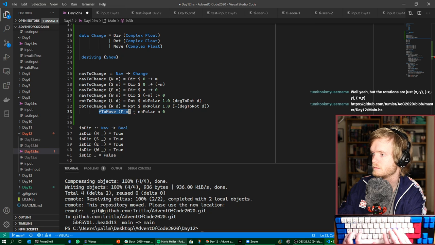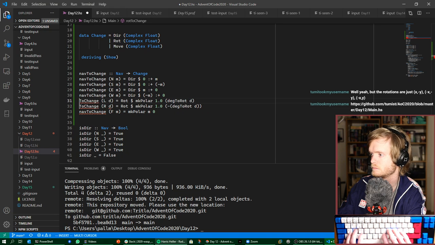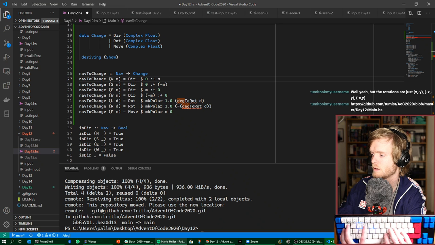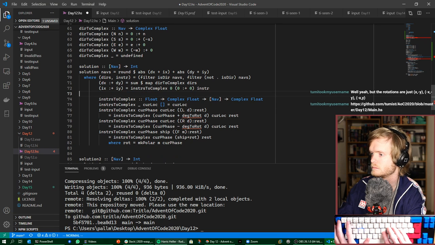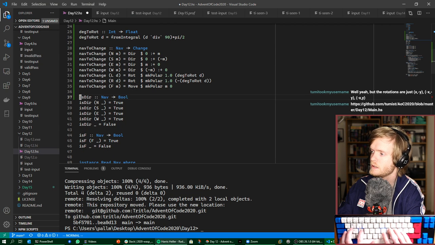And then finally, it's gonna be nav to change. And it's gonna be move. And now we don't have the deg to rot function anymore, so we have to go get it to rot. It's just gonna be this. Okay, nav to change, deg to rot.